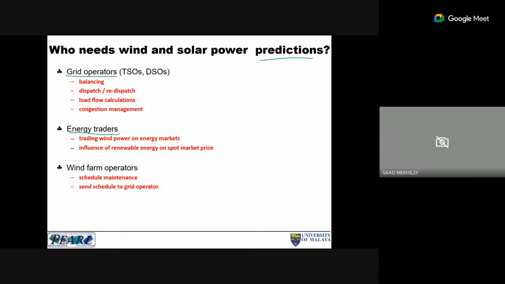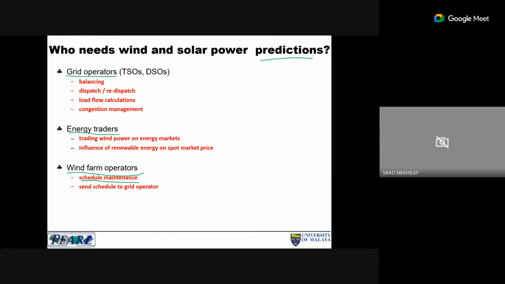Okay, because they make money by selling and buying. So that influences the renewable energy stock markets, price. And also energy traders, and then also the wind farm operators. Wind farm operators are also very interested in this, because they need to know how to schedule maintenance.